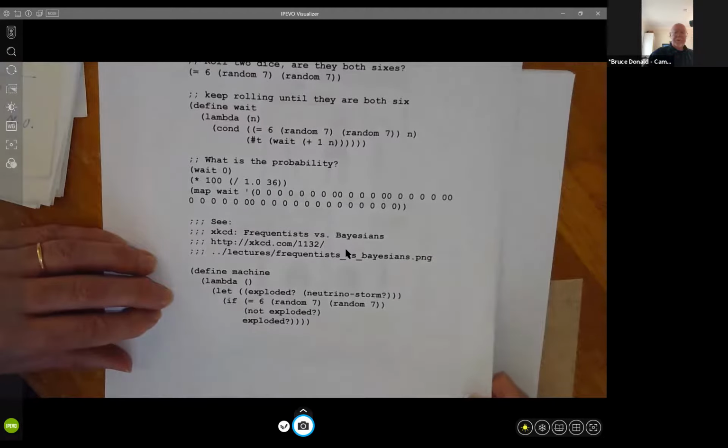Now, you may not know this, but I think it's a pretty funny joke. And so do a lot of mathematicians. You don't have to think it's funny.